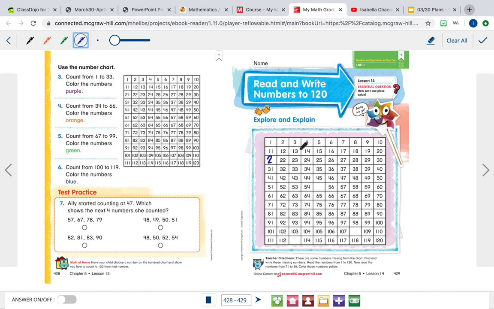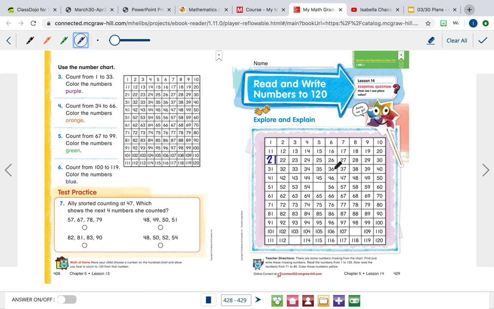In our hundreds chart, if we go down, all of the ones places are the same number. If the ones place is a 4, all the way down the ones place is going to be a 4. If the ones place is a 7, all the way down the ones place is a 7. So in this column, the ones place is a 1. So all the way down, the ones place is going to be a 1. And that makes our number 21. 21 was our missing number.